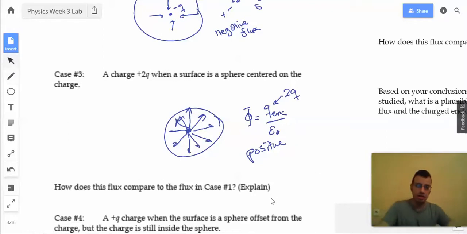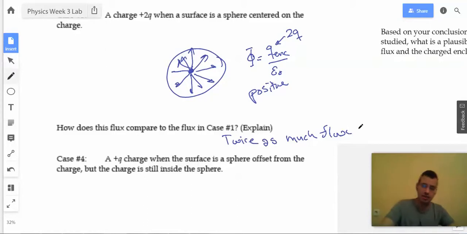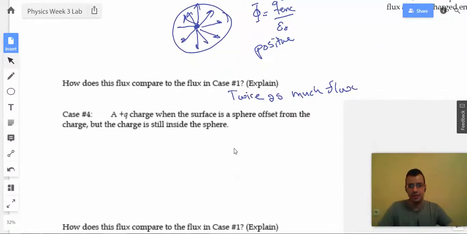How does this flux compare? It is twice as much flux. Twice the flux. There's going to be some great joke there. I'll think of it later and then say it later when people have already skipped ahead in the video and they'll totally miss the context.